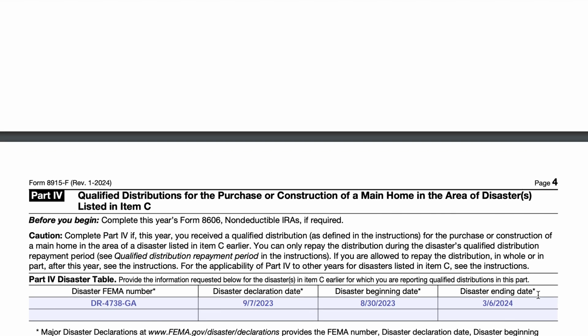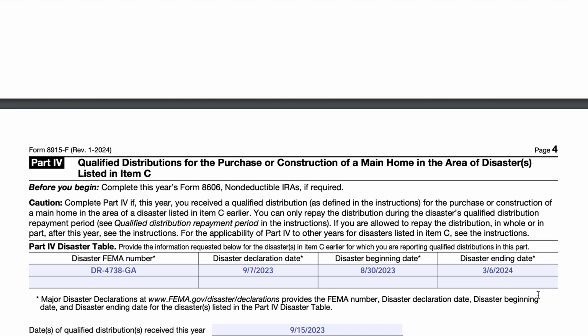And now in part 4, we're going to walk through this. We'll just pretend that John Doe ended up using this money to buy a main home in the disaster area. So here we're carrying down his FEMA information, the declaration date, the beginning date, and then the end date, which is 179 days after the latter of these two.